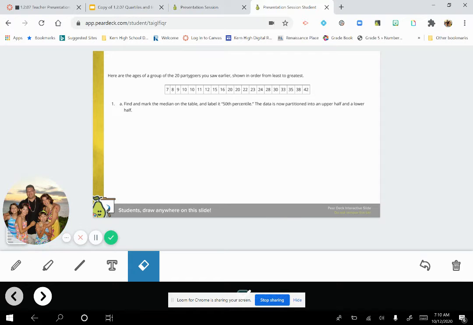Okay, so our first step here, what I'd like you to do is find the exact middle. Here it says find and mark the median on the table. It is the 50th percentile. So this median is cutting everything in half. The data is now partitioned into upper half and lower half. So pause your video now and see if you can find where the middle is.